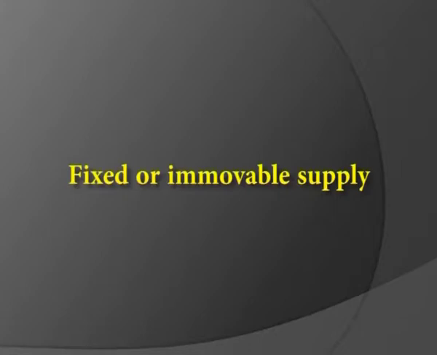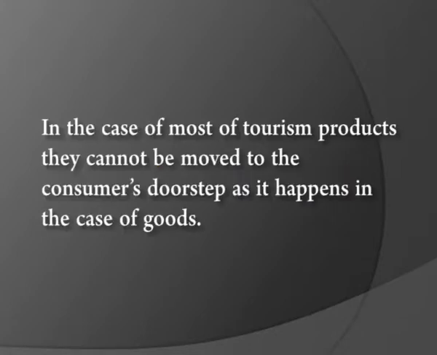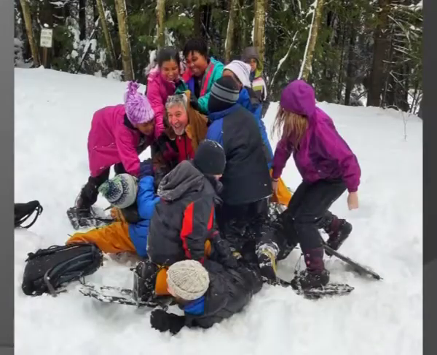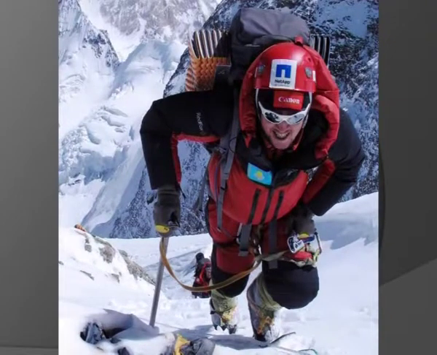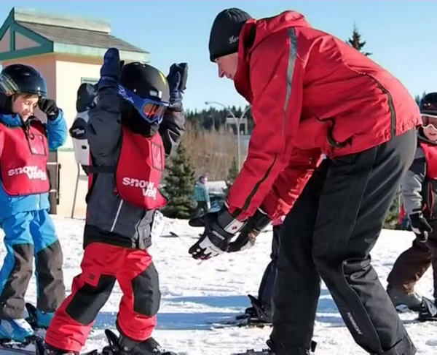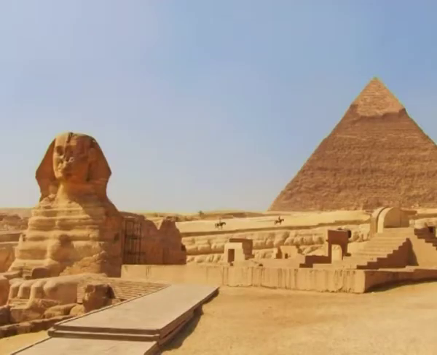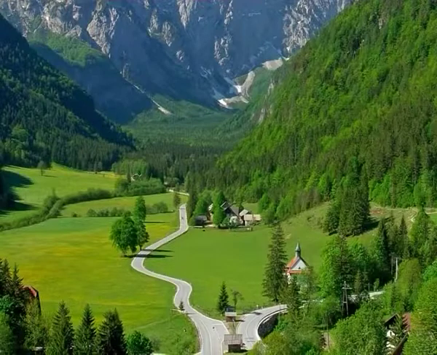Fixed or immovable supply. In the case of most tourism products, they cannot be moved to the consumer's doorstep as happens in the case of goods. To experience or consume these products, consumers must go to the place wherever they are available. The sheer joy of playing in the snow is only possible if a consumer goes to a hill station, that too during a particular season of snowfall. To experience the grandeur of the Pyramids of Giza, one must physically go there, and to appreciate the beauty of the Alps, one must travel to the Alps.